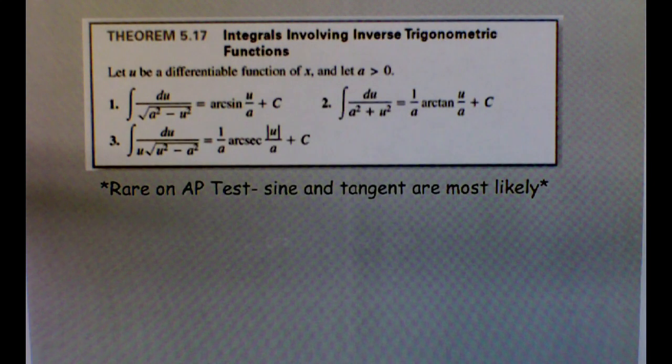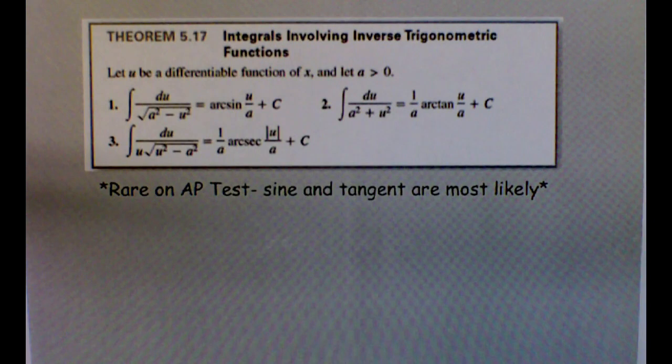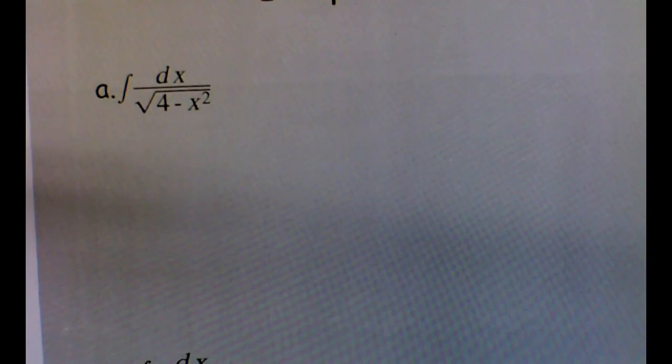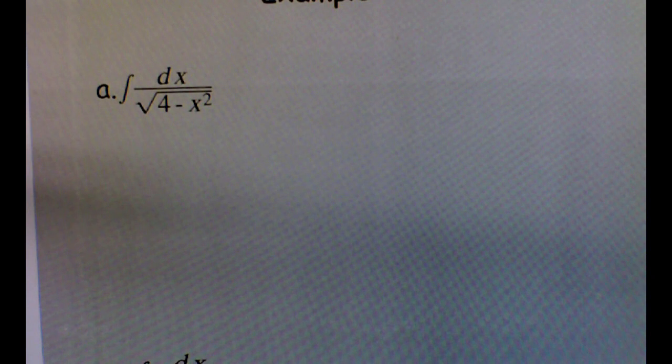If u is a differentiable function of x and a is greater than 0, then we have these antiderivatives causing arcsine, arctan, and arcsecant. These are rare on the AP test, but arcsine and arctangent could come up here and there. It's important to notice that it's u over a inside of the inverse trig function, and arctan and arcsecant have a 1 over a out front, and we still have that plus c on the end.